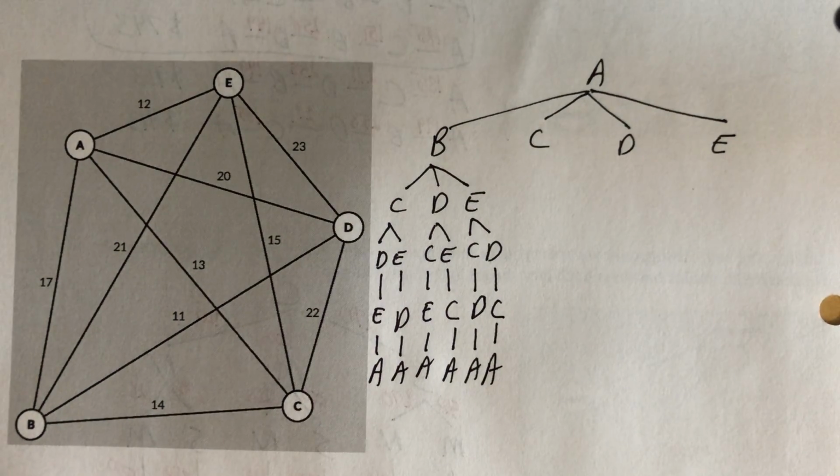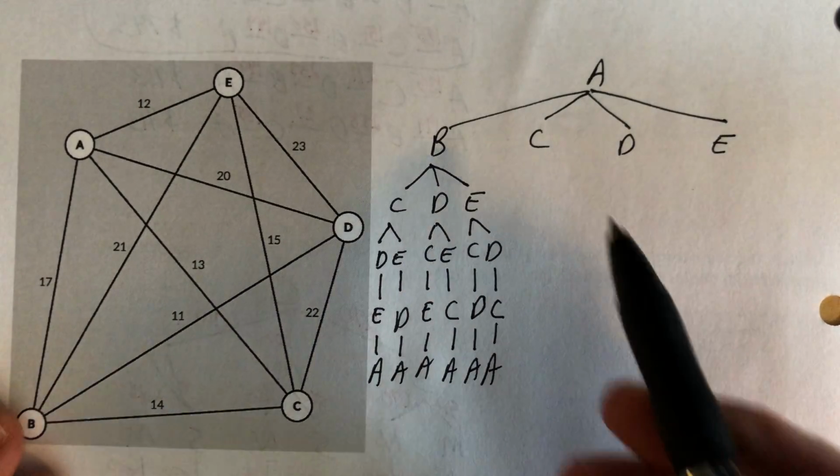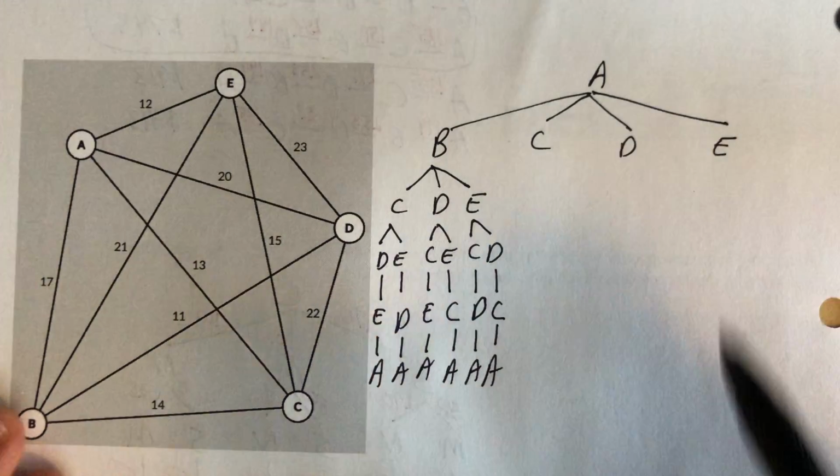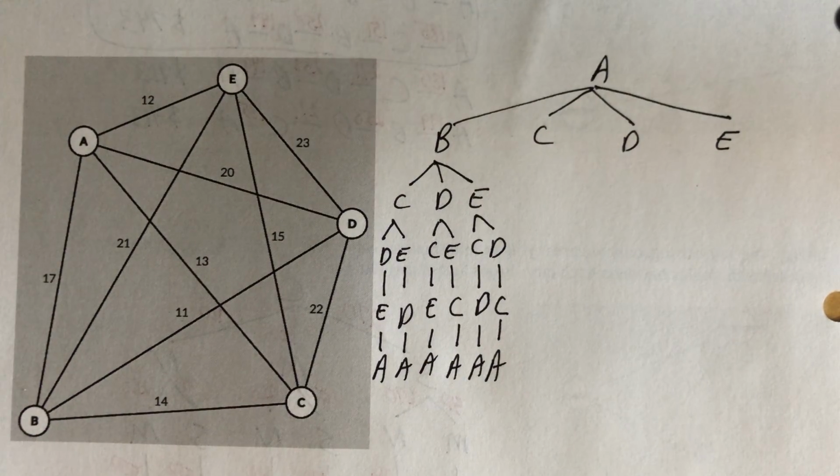A, B, E, D, C and then back to A. We're only a fourth of the way through. I flew through that. And we still haven't done this one, or this one. Okay, so let's stop and think for just a second.